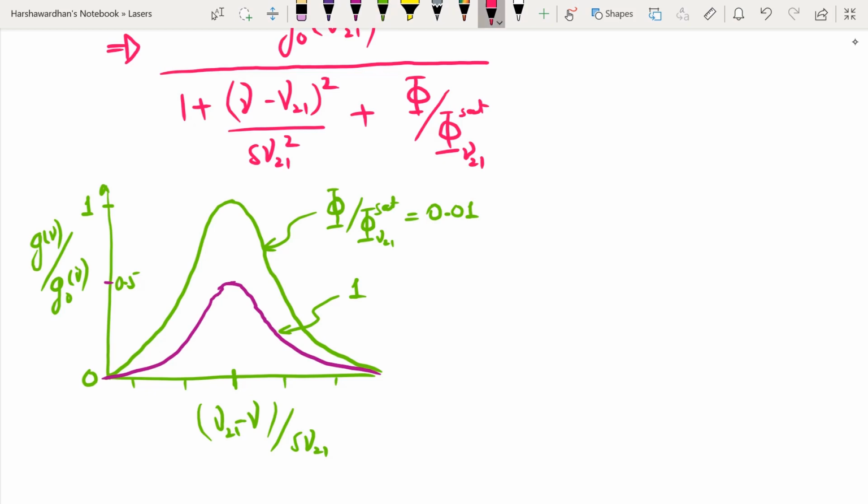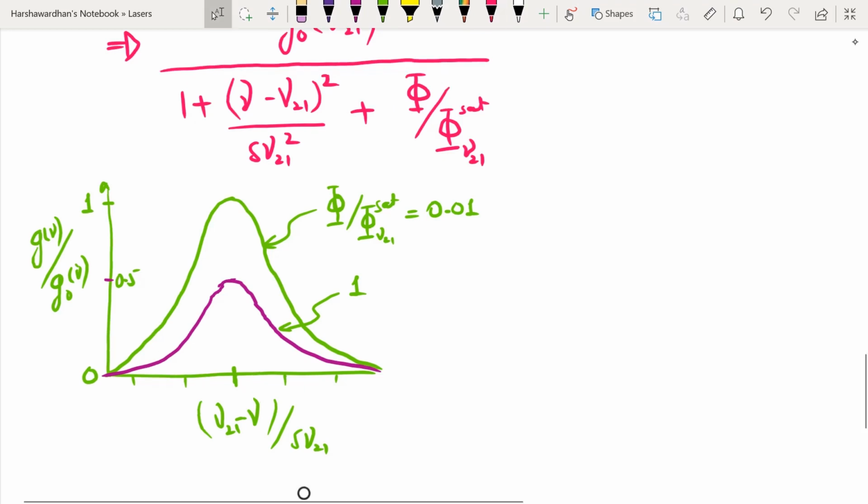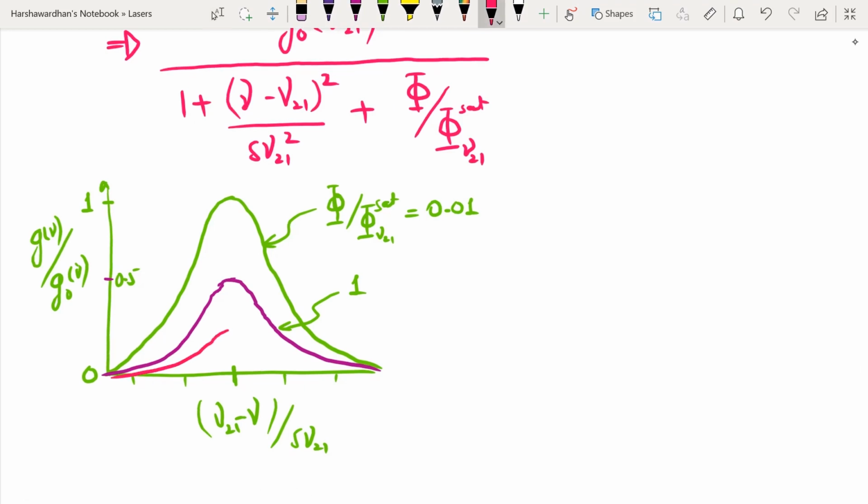So you see, as we increase the photon flux within the cavity, the gain actually saturates, and this is what is called gain saturation, right? This is even for a higher value of the photon flux. For example, here the fraction could be as large as 5, right? So as you increase the light intensity within the cavity, you see that the gain coefficient is coming down.